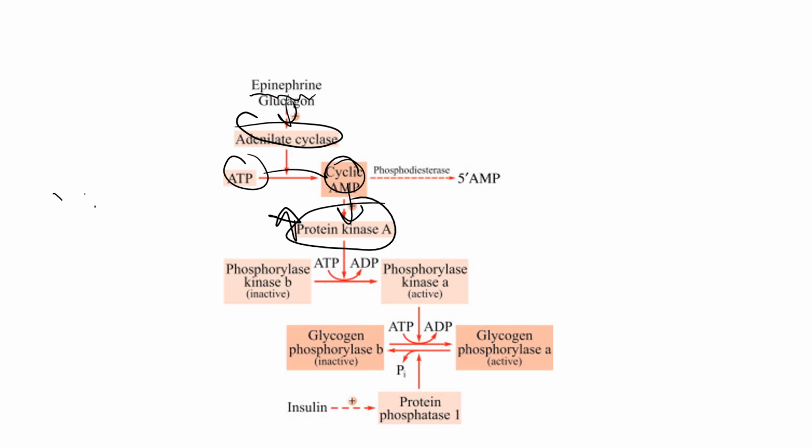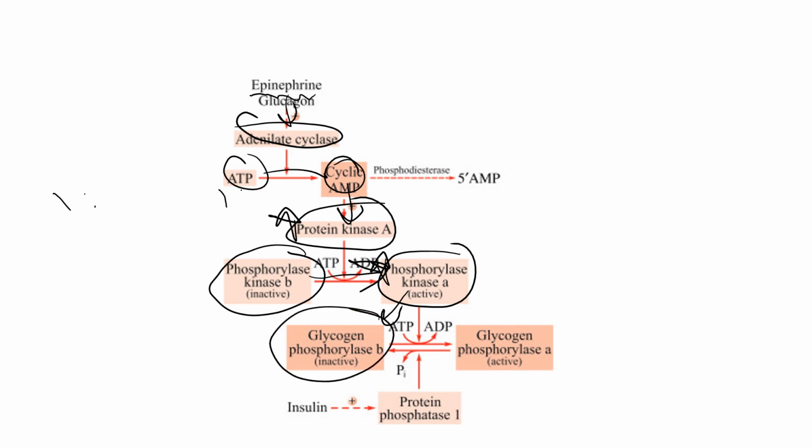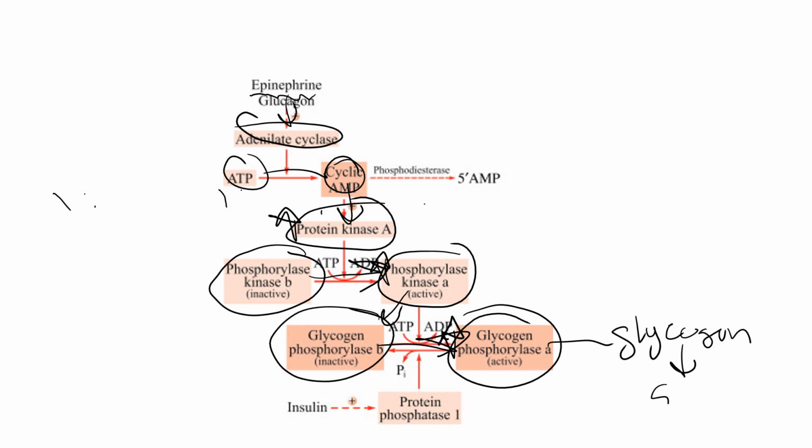Well, it phosphorylates what is known as phosphorylase kinase. And it makes phosphorylase kinase active by phosphorylating it. So PKA phosphorylates phosphorylase kinase, making phosphorylase kinase active. And then phosphorylase kinase phosphorylates glycogen phosphorylase, and that makes glycogen phosphorylase active. And you know what glycogen phosphorylase does. Glycogen phosphorylase begins breaking glycogen down back into glucose, specifically glucose 6-phosphate at the end.